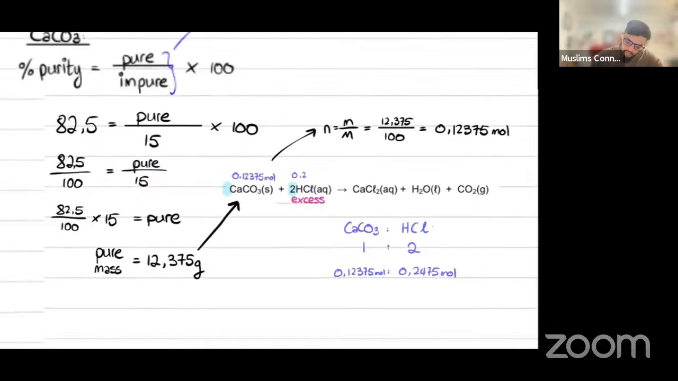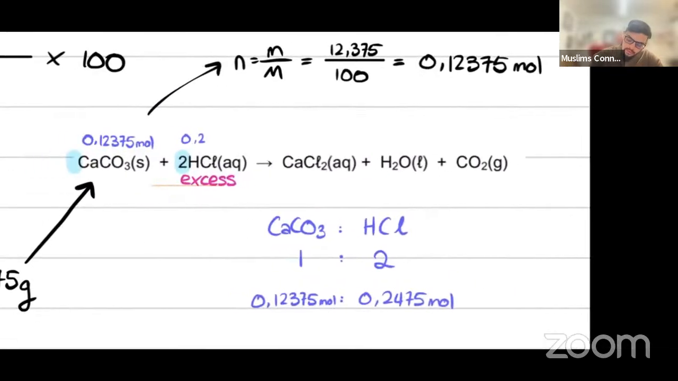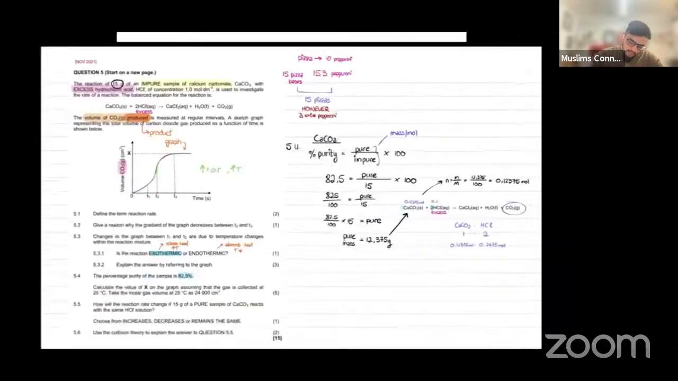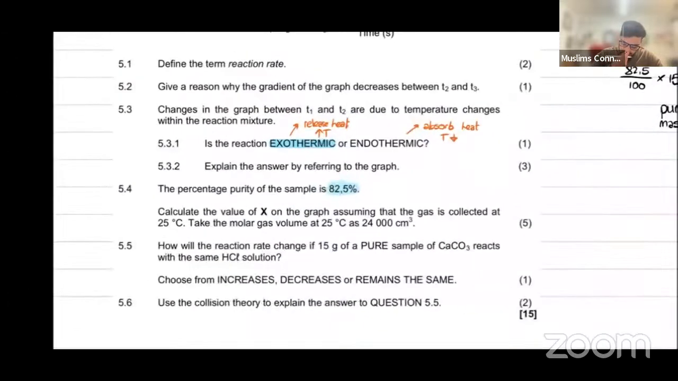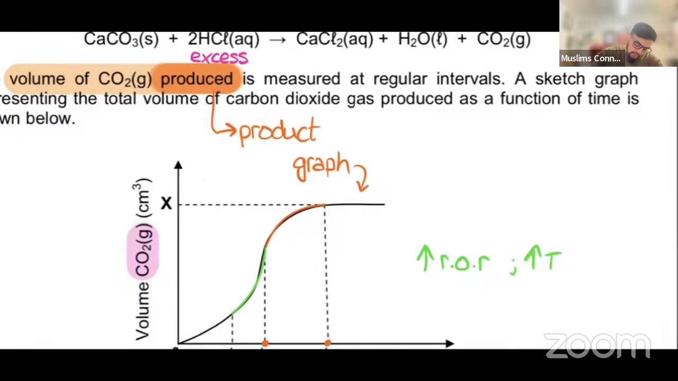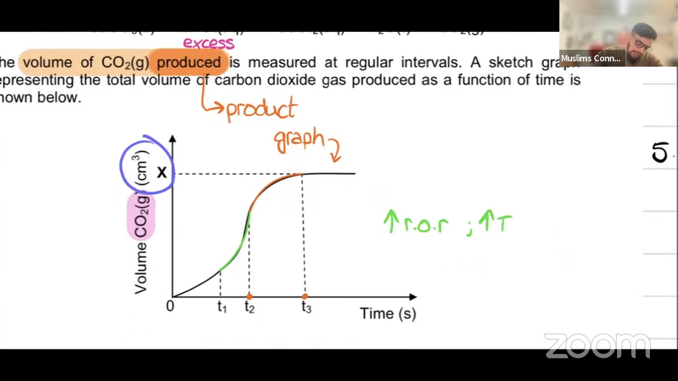No, I apologize. We were supposed to work with CO2 because that's what they wanted. They say calculate the value of X on the graph, assuming that the gas is collected at 25 degrees, take the molar gas volume, because they want this amount X, which is the volume of CO2. So we want CO2. We have to work with CO2.